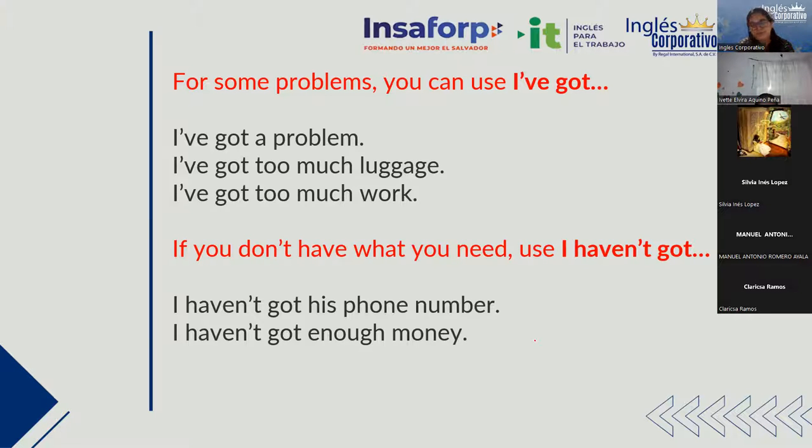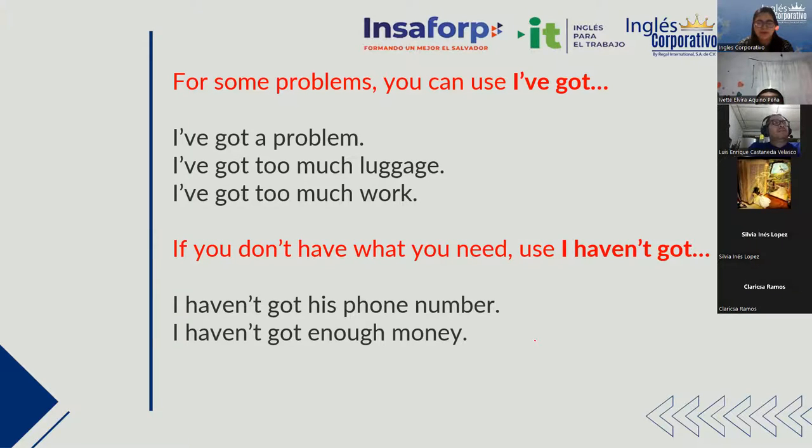I haven't got his phone number. What is something that you haven't got? No tengo. I have got a house and the money. What is something that you haven't got? Yo me quedo con I haven't got enough money. Gasoline in my car. Okay, I haven't got enough gas in my car. What else? I haven't got enough time to learn. Okay, you haven't got enough time to learn what?